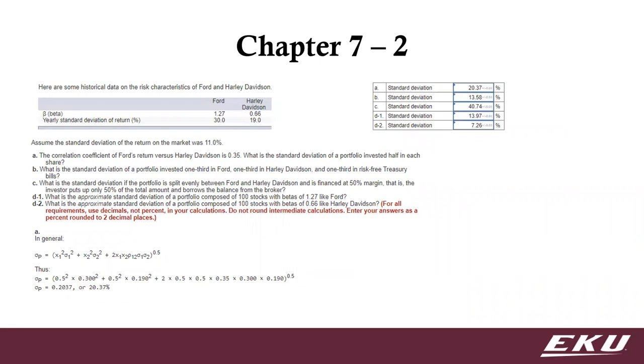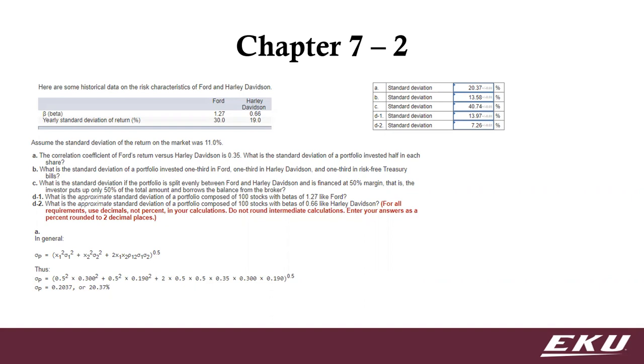Okay, so we're building a portfolio, and we have Ford and Harley Davidson available. Ford has a higher return than Harley Davidson, but you notice it also has a higher beta, right? And we can assume that the standard deviation of the return on the market is 11%. So the beta for the market would be 1. A beta of 1 is the risk of the market. And so this is one that's got multiple questions: A, B, C, and then 2 Ds.